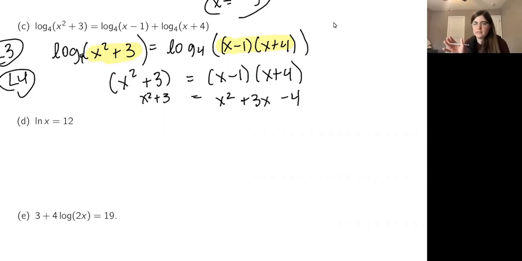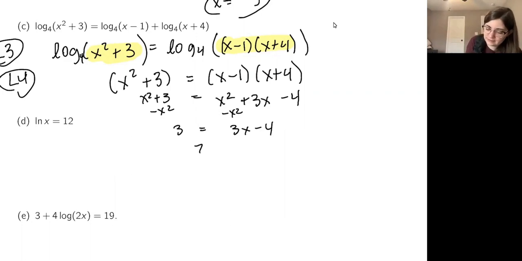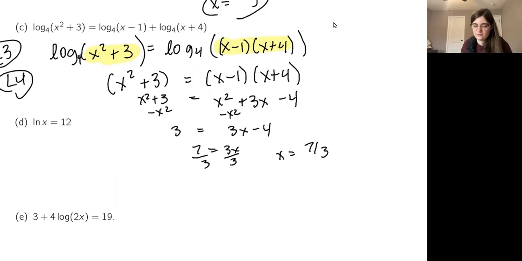And pause this and work through this if you need to take some more time on it. But these are some concepts we've seen before, so I'll go through a little quickly. I'll subtract x squared to get those together. And actually, that ends up canceling out my x squareds. And I'm left with 3 equals 3x minus 4. Fantastic. I've reduced this down to a linear equation because my x squareds canceled out. Let's add 4 to both sides, and I'll get 7 equals 3x. And divide by 3, and I'll get x equals 7 over 3.